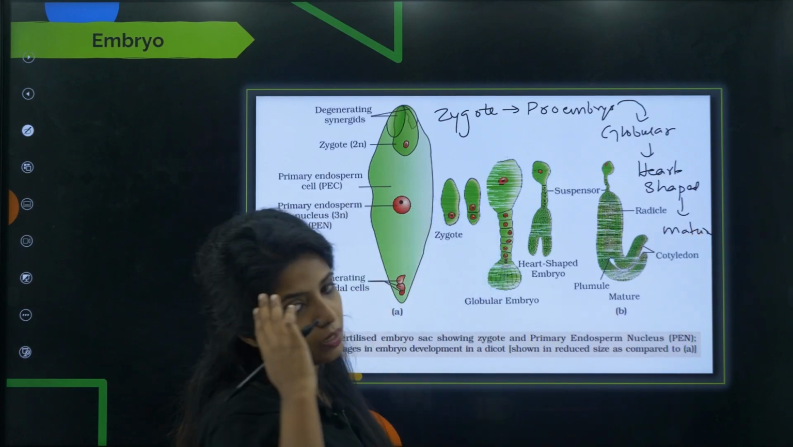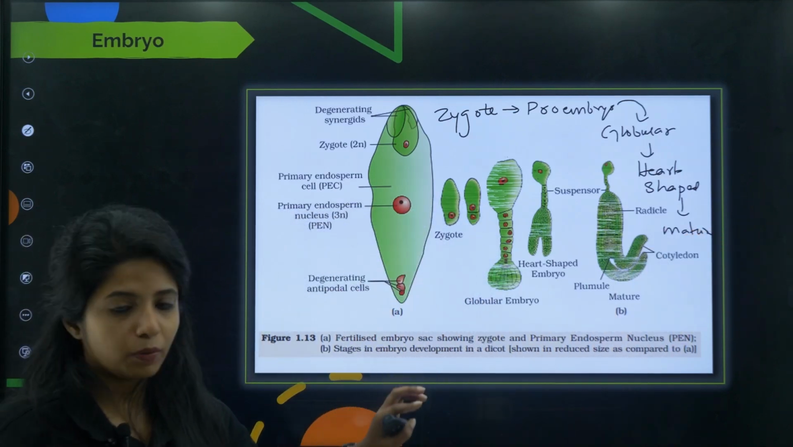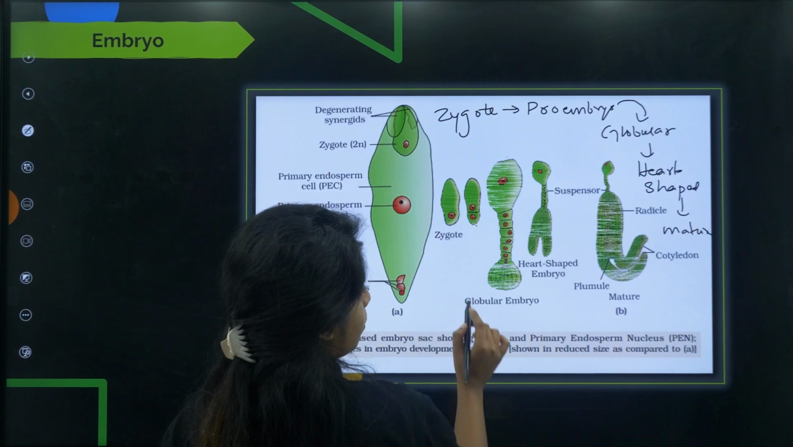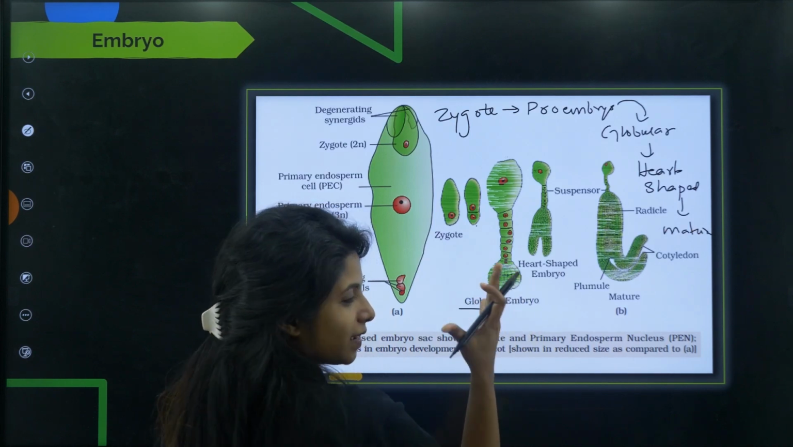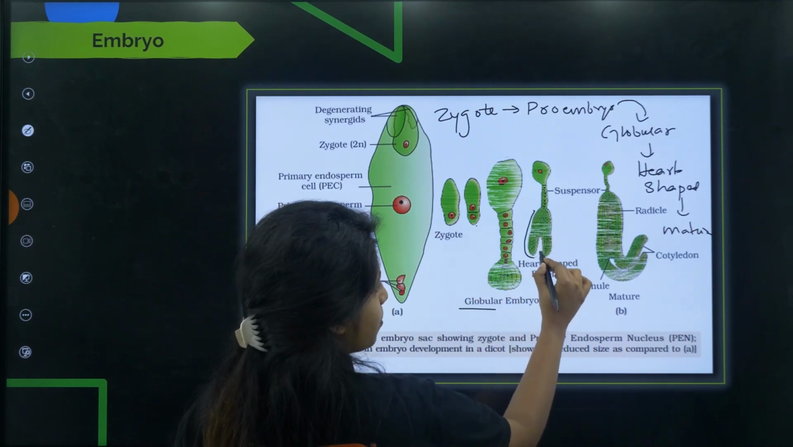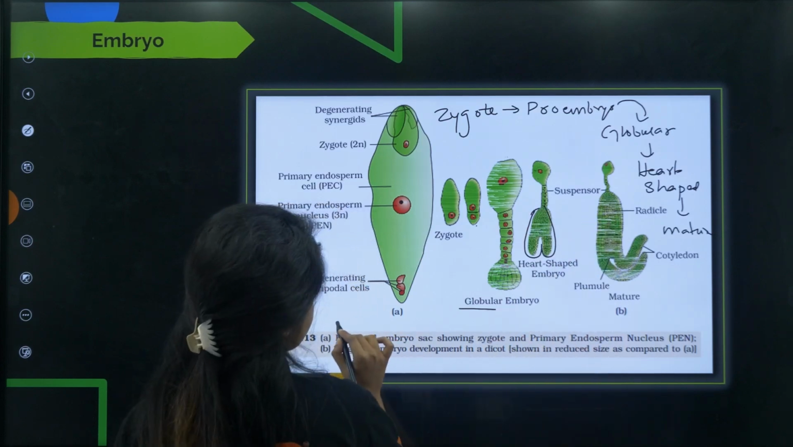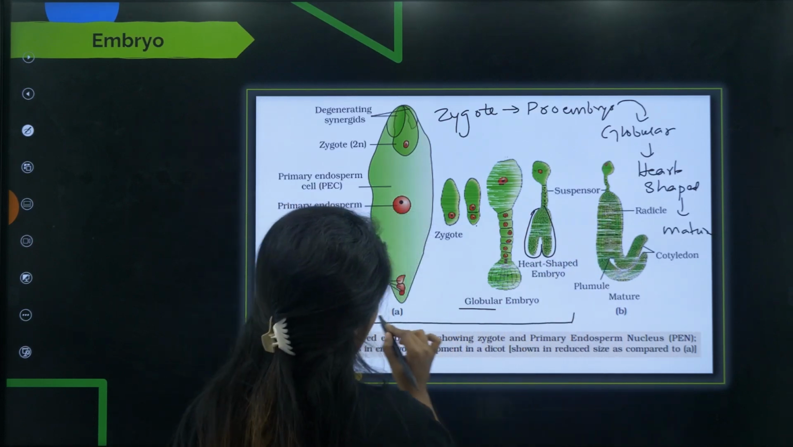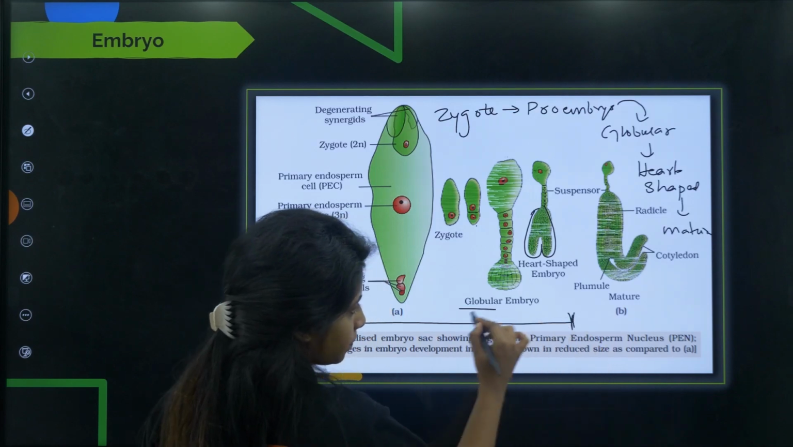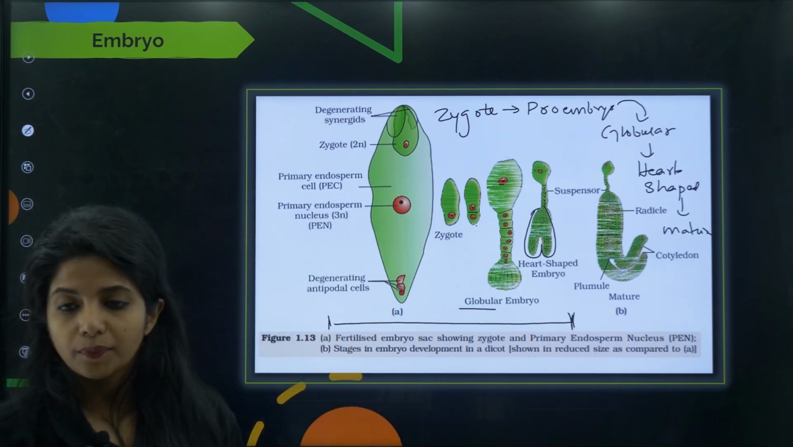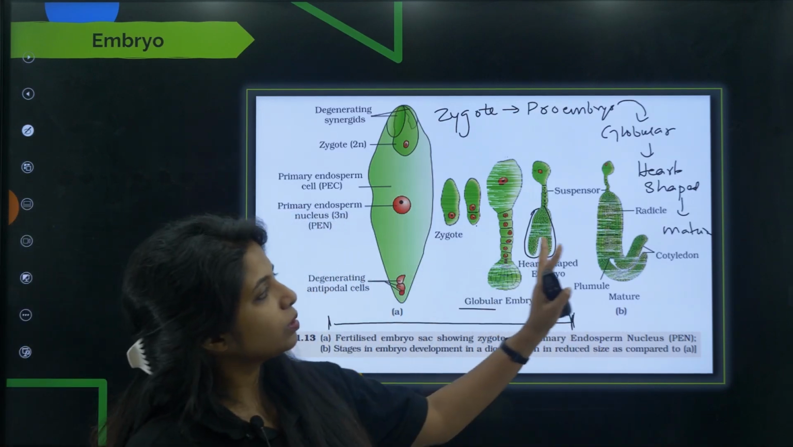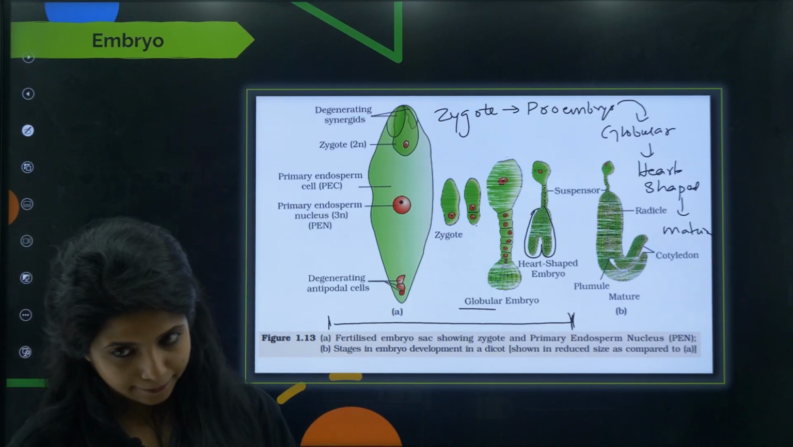So, don't feel dizzy after seeing these images. I'm going to make your life really easy. Zygote, pro-embryo, globular. It has a globe-shaped thing, right? And then heart-shaped, opposite heart, okay? Heart-shaped embryo, and then there is the mature embryo. So, usually, this is common for all different types of plants. The angiosperms, I'm talking about them, the flowering plants. This is common, but towards the end, it could be different as well.